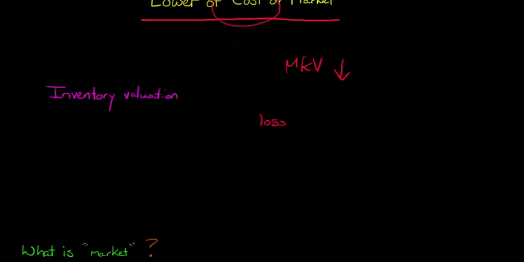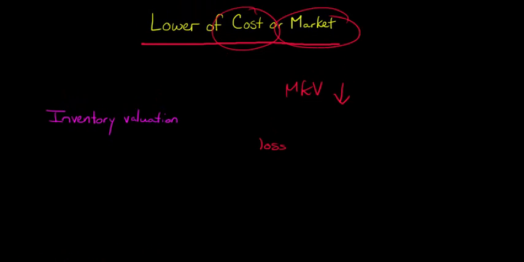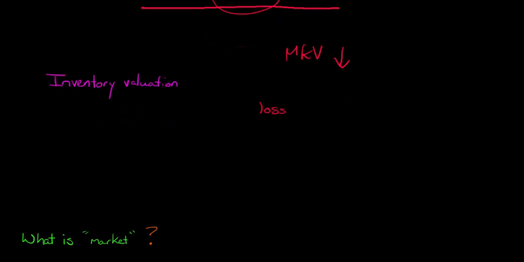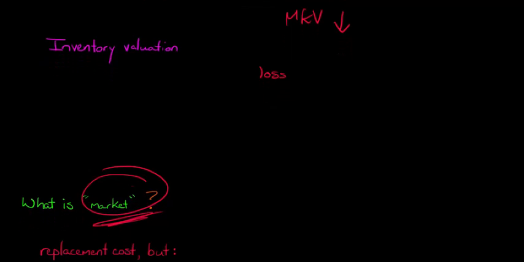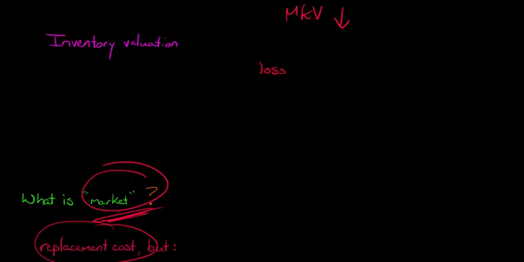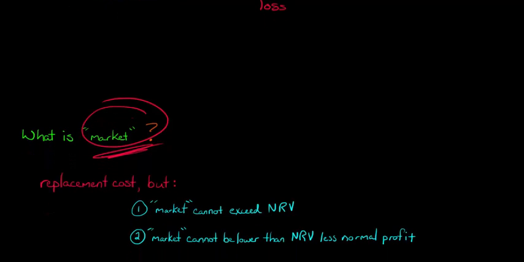So let's talk about how we would go about valuing market. Because we know the cost, we can figure that out, but how will we determine what the market value is that we would compare to cost? If we're going to take the lower of cost or market, we need to be able to figure out the market value of the inventory. And normally we're going to use replacement cost as a proxy for the market value of the inventory. However, there are a couple of caveats to that.